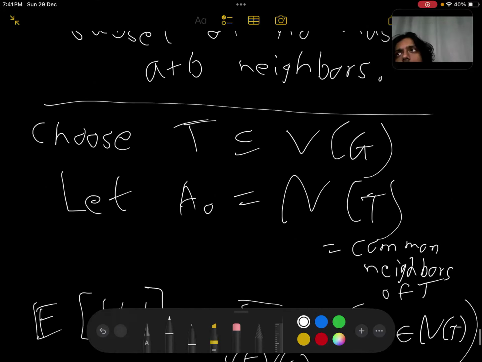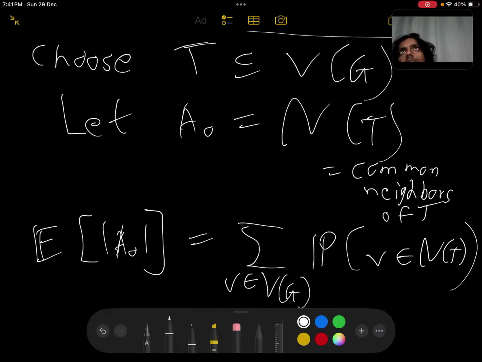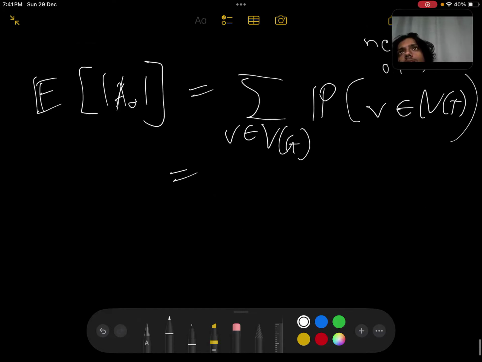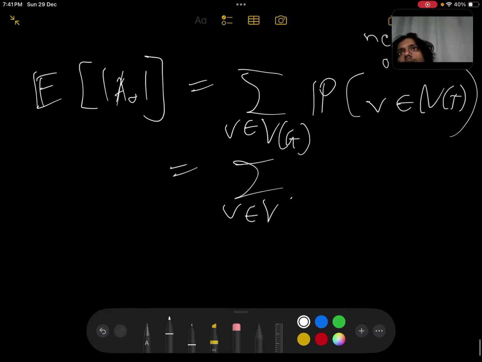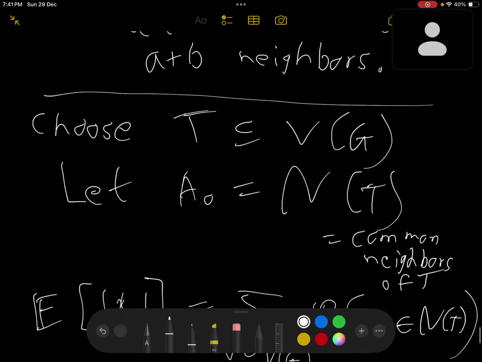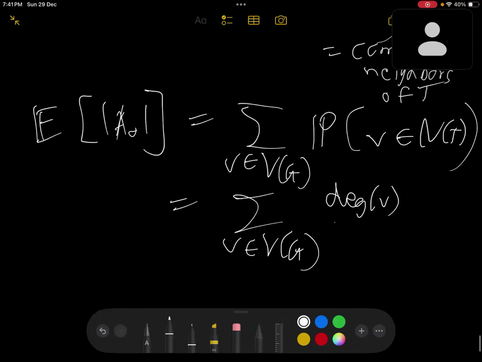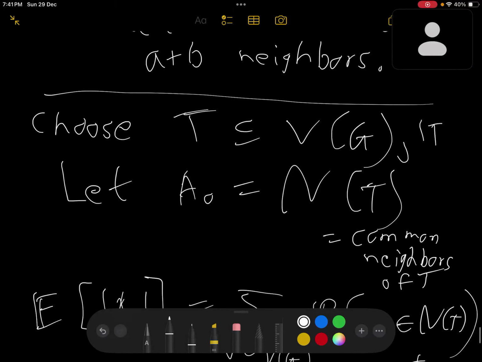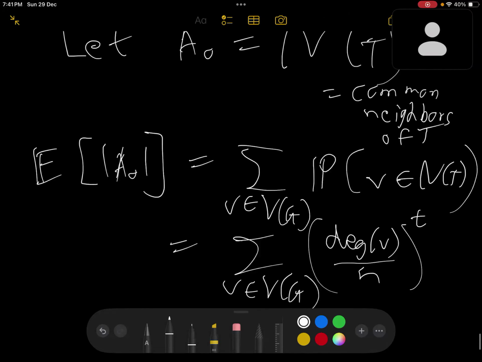Remember, we are choosing T randomly. So the probability that V is in N of T is the same as the probability that T is actually chosen from the neighbors of V. So what's the probability that T is chosen from the neighbors of V? Neighbors of V over the total number of vertices. So it's like degree of V over n raised to the size of T, where T is a randomly chosen subset.